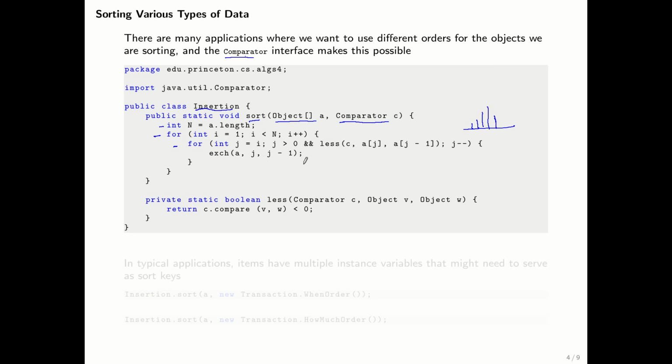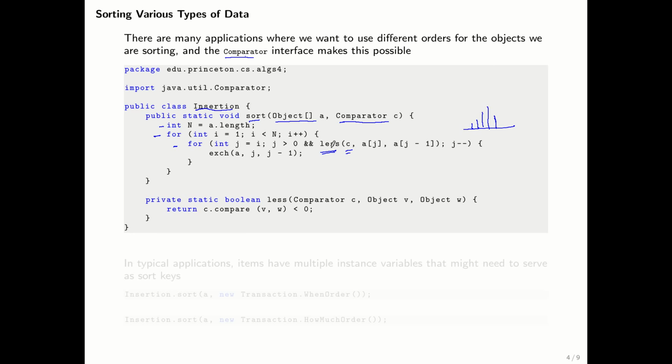We have seen this before. The only difference here is that when we call less, we are passing the comparator along. It's an overloaded version of the less method that takes a comparator as the first argument. It uses this comparator to compare these two elements.